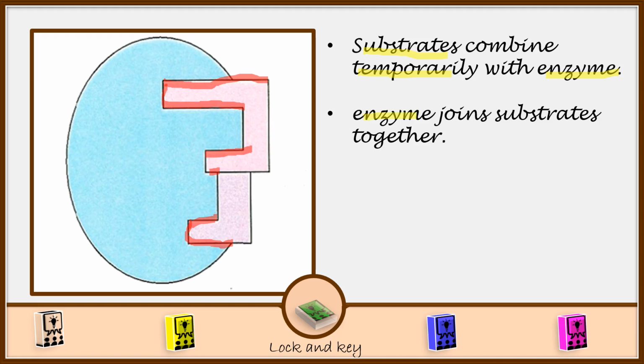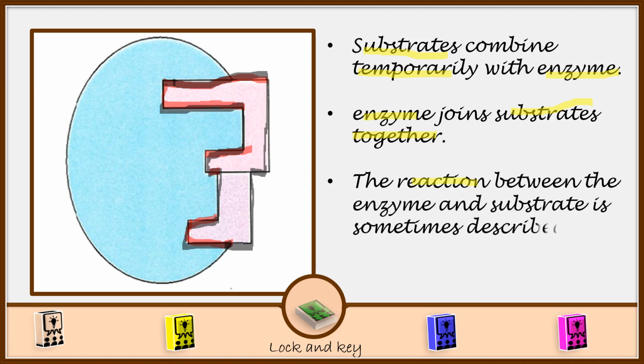Enzymes join the substrates together. Now what our enzyme is going to do is to join these two substrates together. Each one came alone, but now the enzyme helps to join them together. They now form one product. That is the work of the enzyme. It speeds up that reaction so that the two substrates can join together very fast.